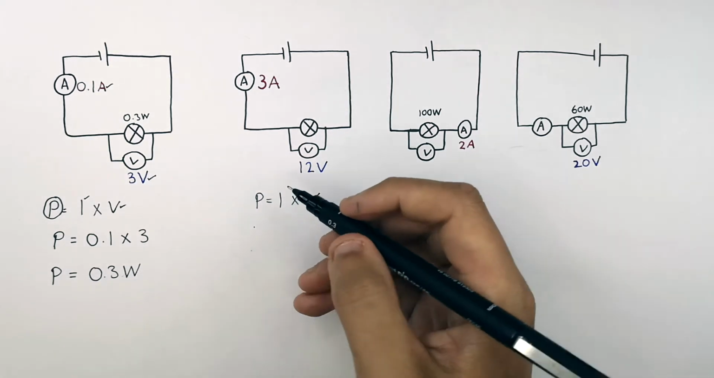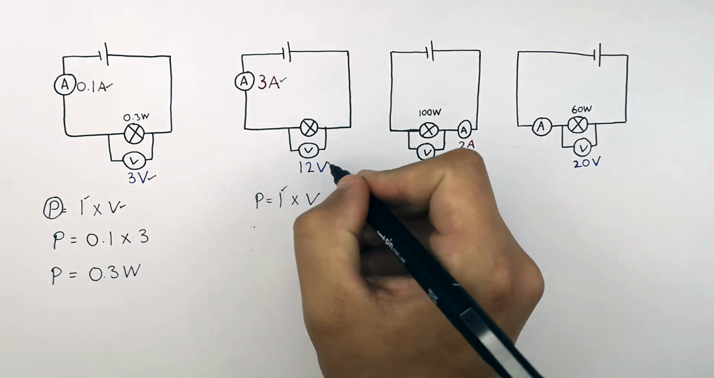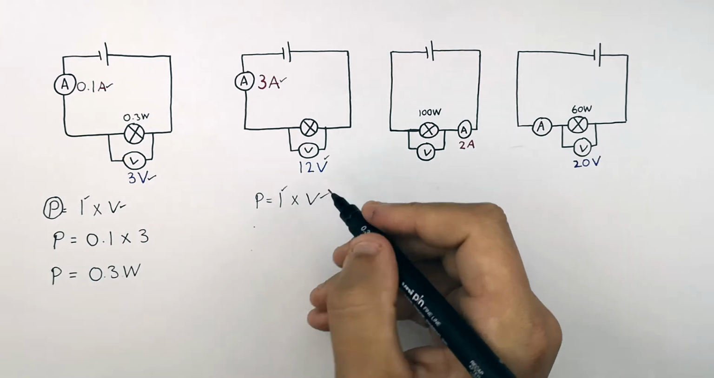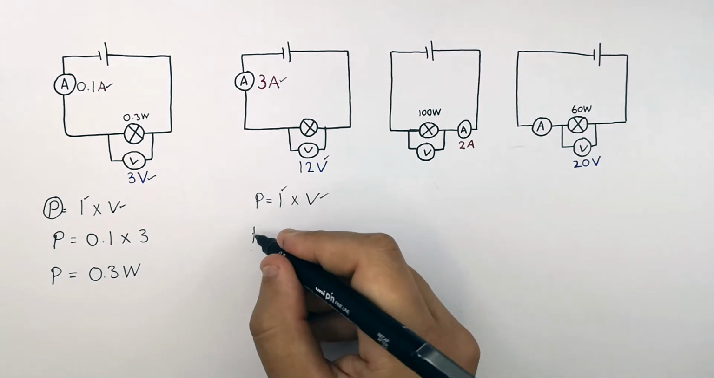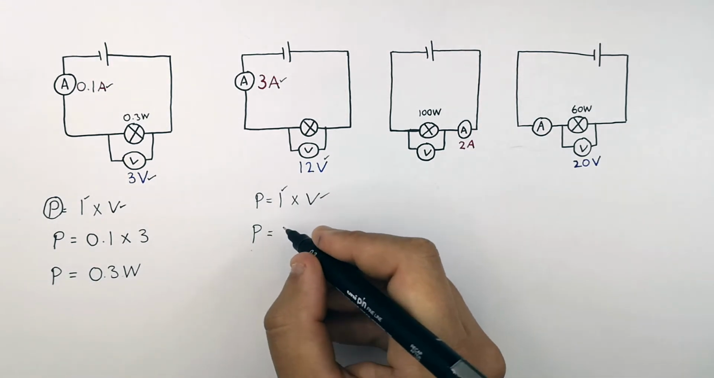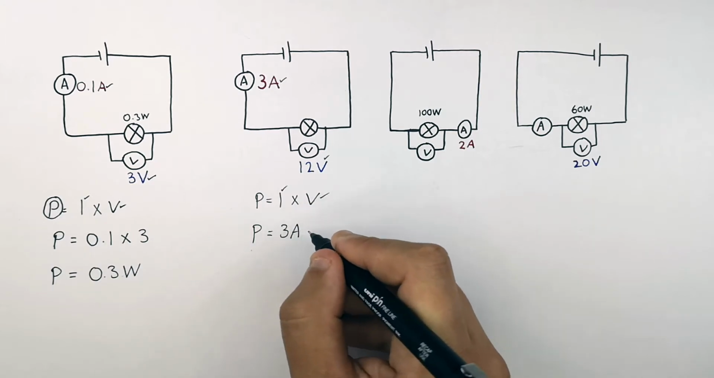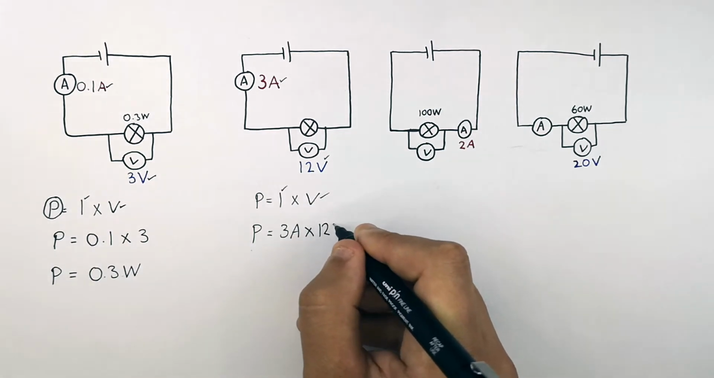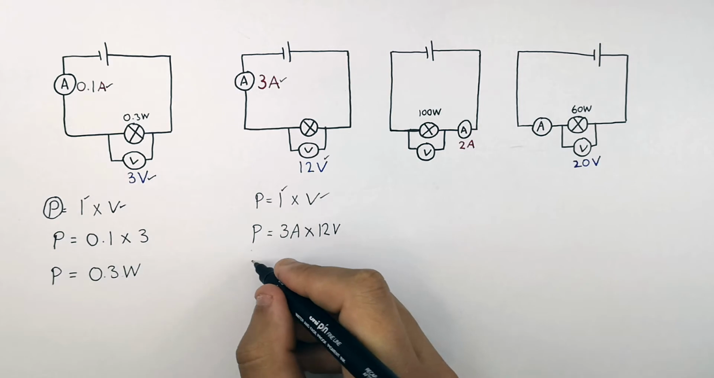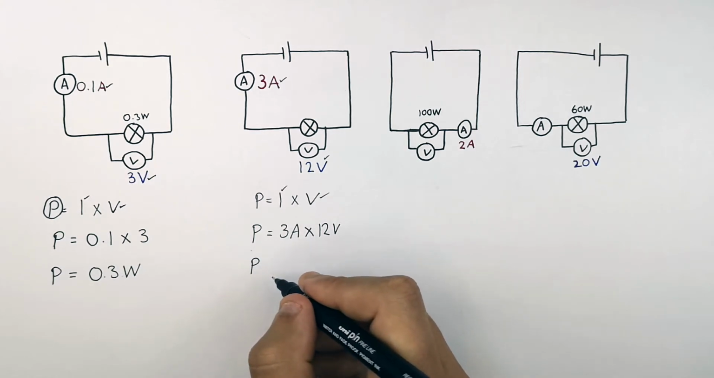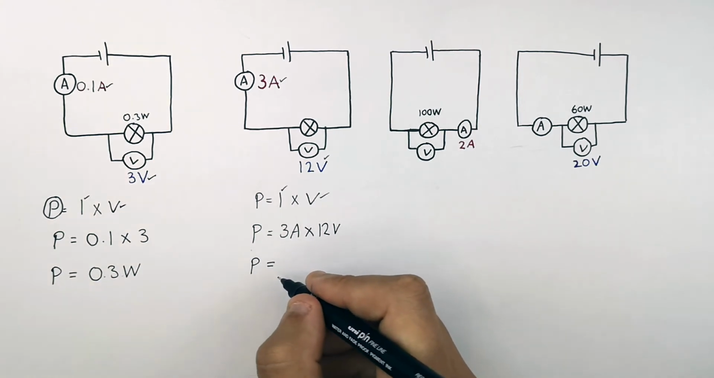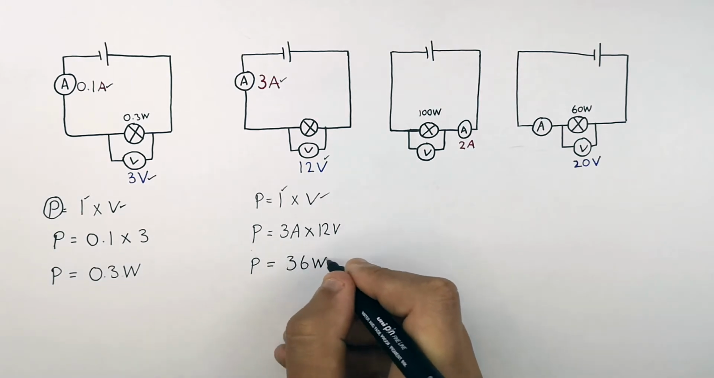So recall the equation, P equals I times V. We've got 3 amps, I. We've got 12 volts, which is V, the potential difference. So we don't need to rearrange. So P equals I, which is 3 amps, times by the potential difference, which is 12 volts. That gives you a power rating for this bulb of 36 watts.